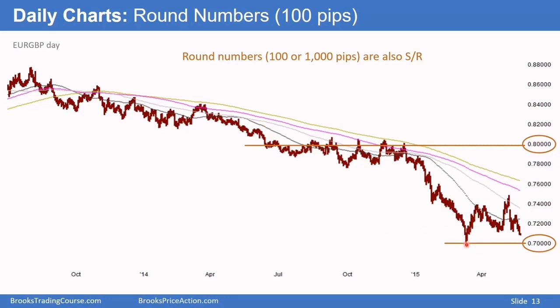Bears took profits here. Bulls bought at the big round number, betting that the bears would take profits, and we would get at least a small bounce. Multiples of 100 pips, multiples of 1,000 pips, support and resistance. Traders often put stops just beyond the big round numbers, and they also take profits at the big round numbers as well.